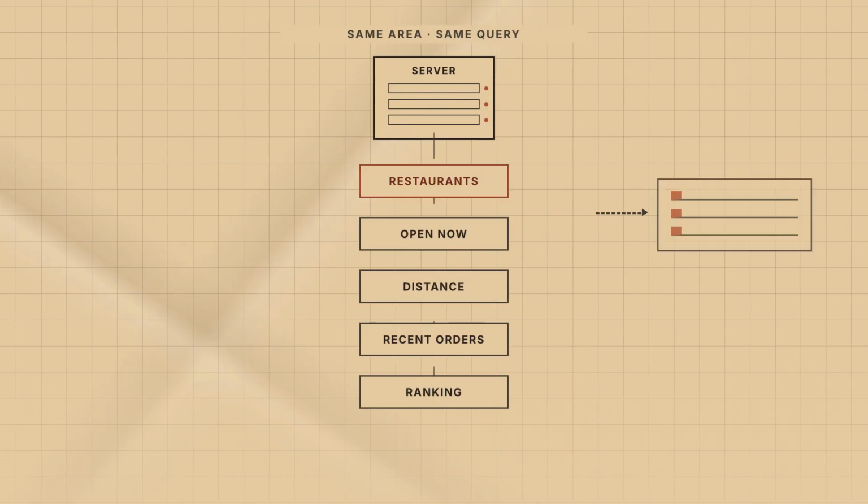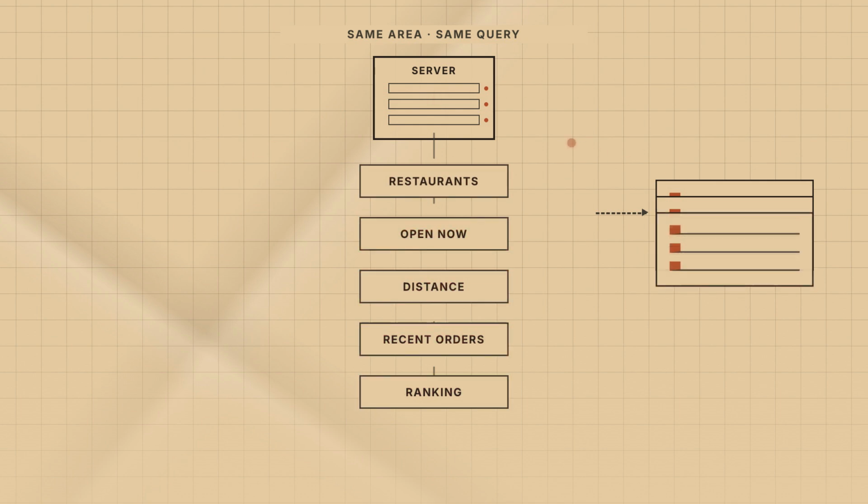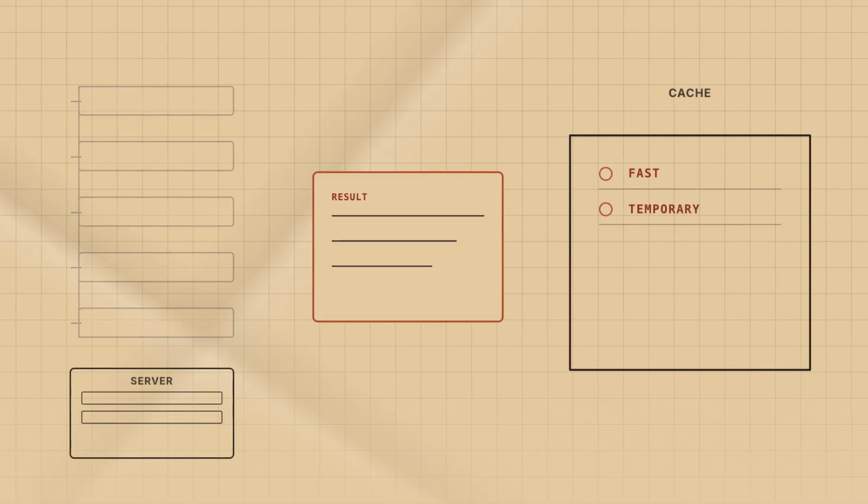Now imagine hundreds of users in the same area making an equivalent request. Repeating all that work for every request would be slow, expensive, and wasteful. This is where a cache can help. A cache is a fast, temporary storage layer. It keeps copies of data or the results of expensive calculations that are likely to be requested again.